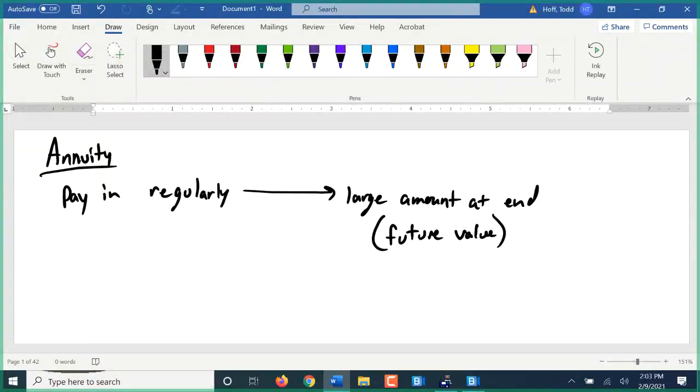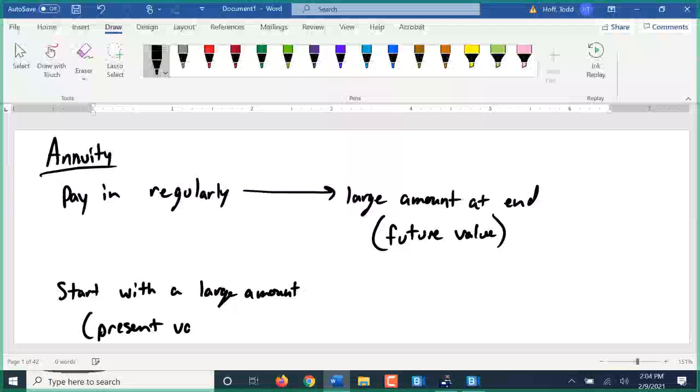Another possibility. Let me adjust some sound settings. There we go. The other possible type of annuity is you start with a large amount. That large amount you start with is referred to as a present value, because it's the amount that you have right now in the present.